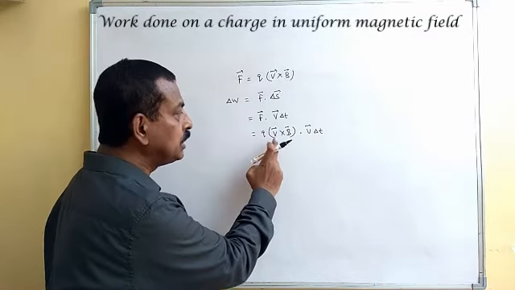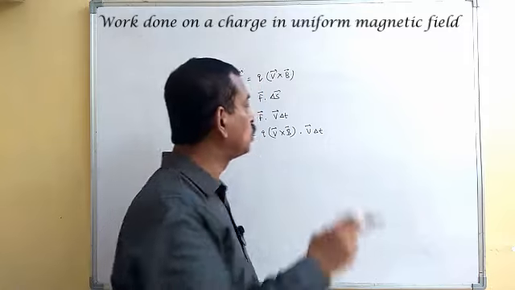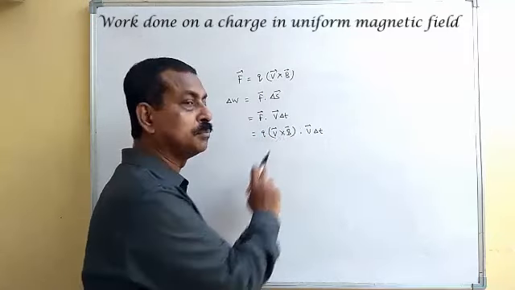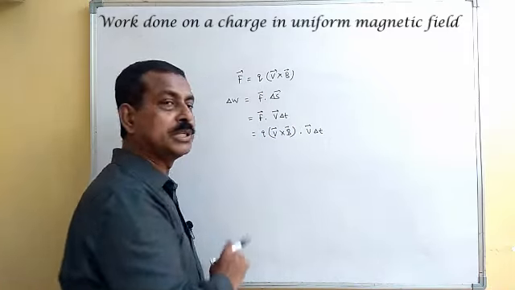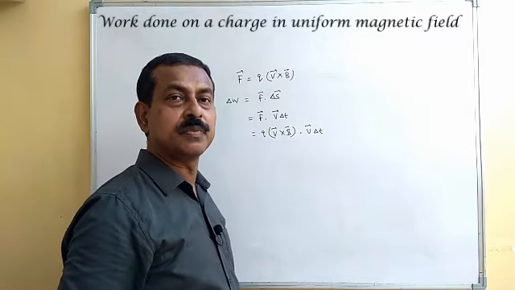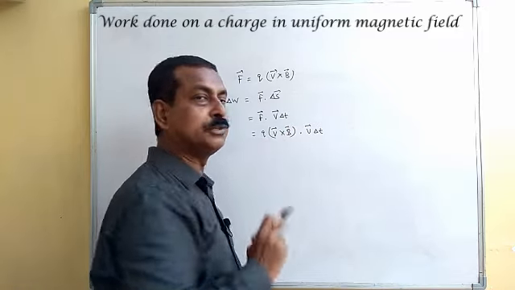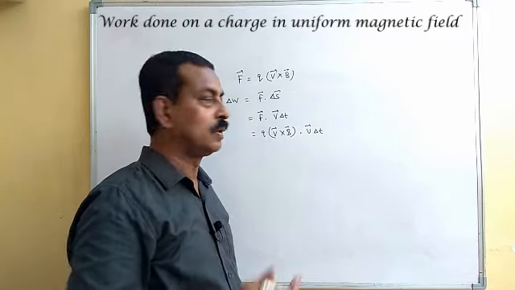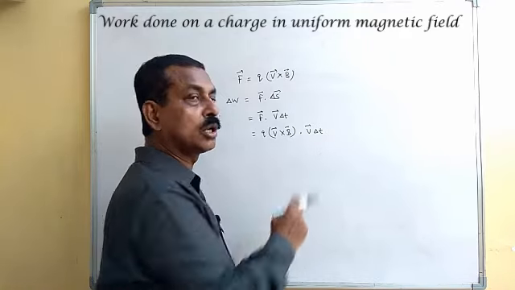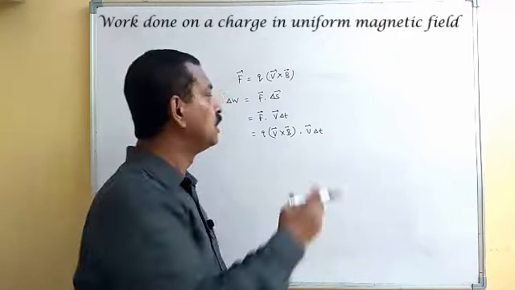Now you see V cross B will be perpendicular to the plane containing V and B. So it is perpendicular to V and B. And now if you are taking the dot product with V, in that case the angle between V cross B and V is 90 degrees. So if you take the dot product, it will be cos of the angle between the two. So it is cos pi by 2. So in that case it will be 0. So this will be 0.